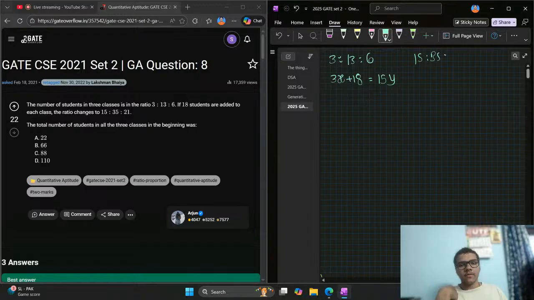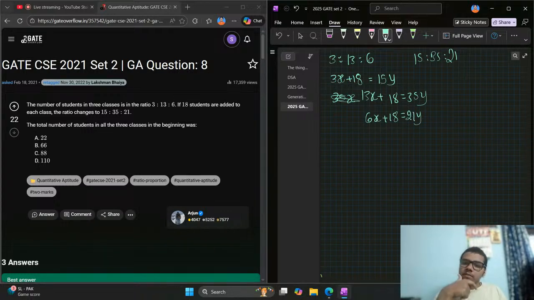15 is to 35 is to 21. This multiple need not be the same. 13x plus 18 is equal to 35y. And again 6x plus 18 is equal to 21y. So we need to solve these two equations. How many equations do we need to solve? Let's see. The total number in the beginning, that is what we need.